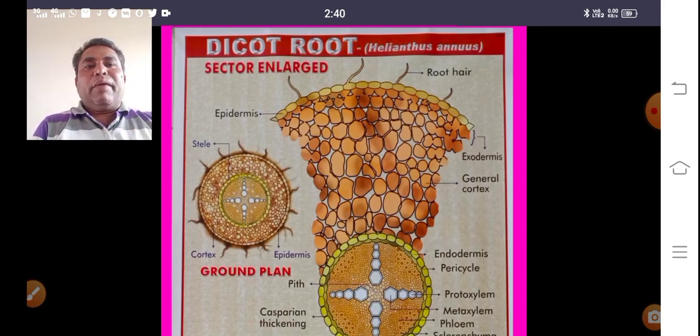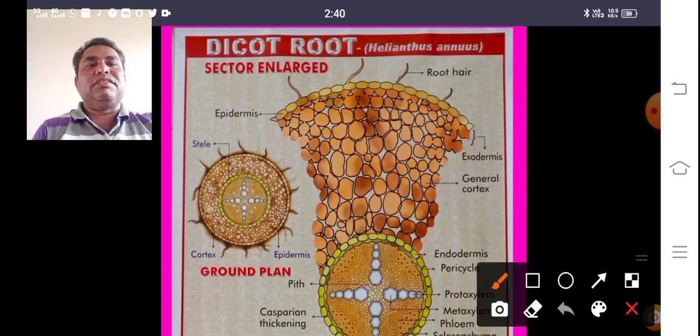The typical example they have given, the picture in front of us, is the root of the Helianthus annuus sunflower plant. So we are going to study its anatomy in depth. Root anatomy has three major parts: epidermis, cortex, and stele. The epidermis is the outermost layer, made up of uniseriate multicellular cells, and some of the cells develop root hairs, which help in the absorption of water.